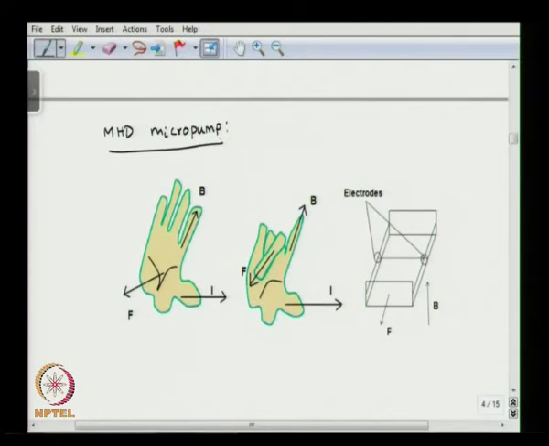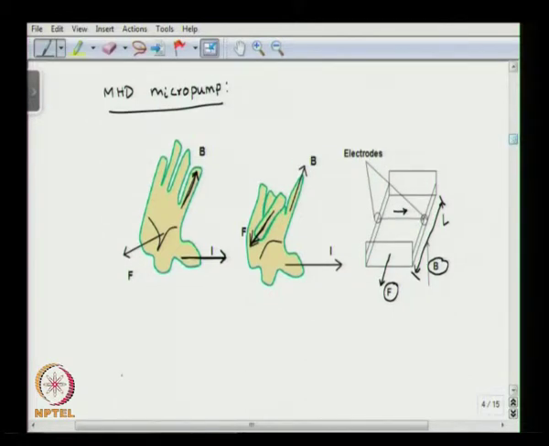So as you can see here, this is the direction of the current, and this is the direction of the magnetic field. So you would have a force induced in this direction. You can see this is the channel, this is the length of the channel. And this is the direction of magnetic field, and you have a current going in this direction between the two electrodes. So you induce a force F in this direction.